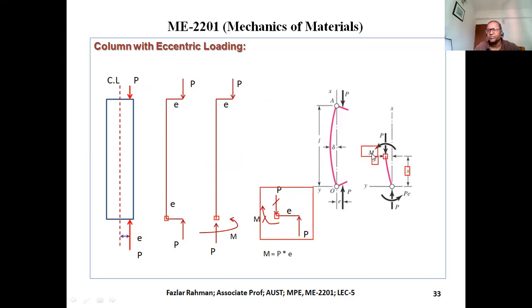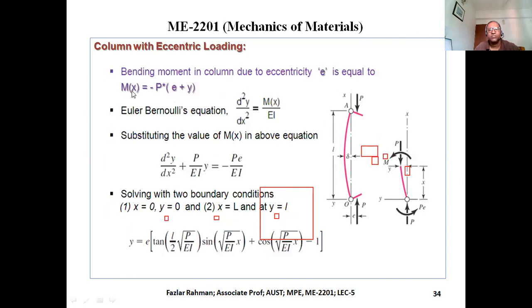And that bending moment, we found, why we say M(x), because this value of M, if I take it at the middle, will be maximum, because the y distance is maximum. And this value of M depends on the value of x, because if you cut it about here, your value of M will be different. So that's why we put a function M(x) equal to minus P into (e plus y). That value, we put it over here. So you get M(x) equal to this value, you substitute right over here.